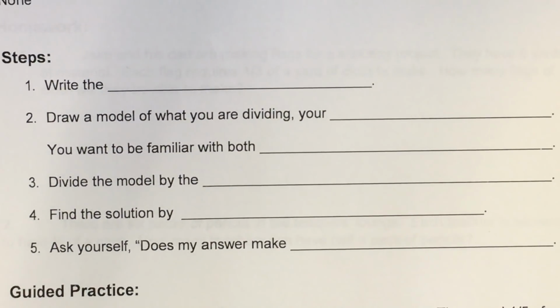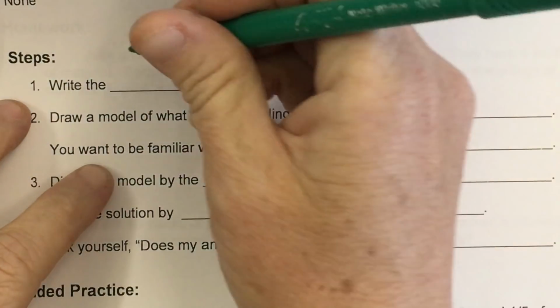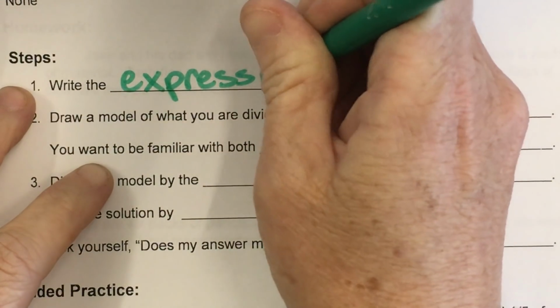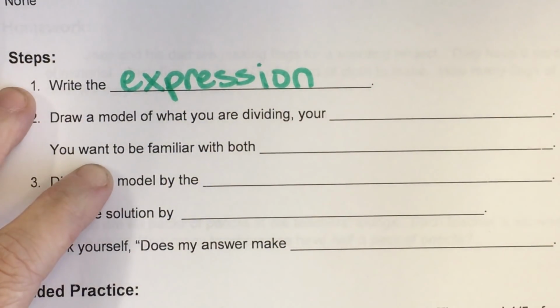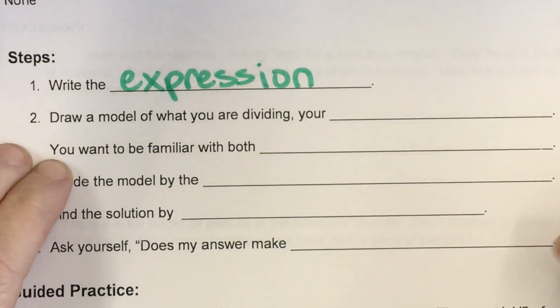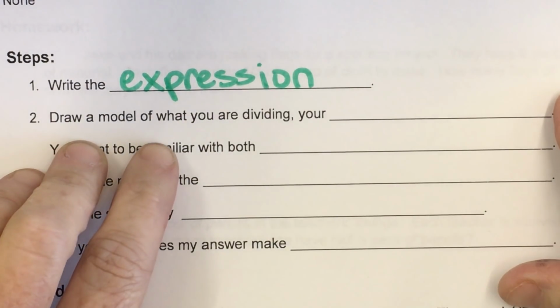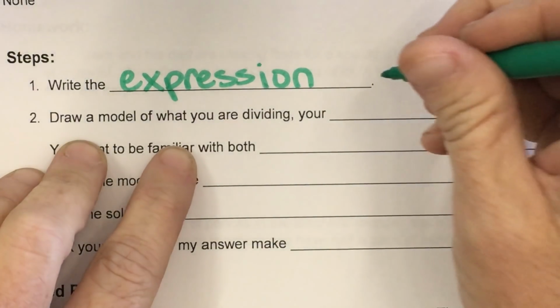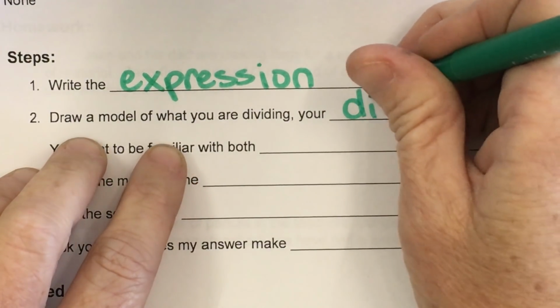Okay, our first step is we need to write the expression. Now remember, an expression is a problem or an equation without an equal sign. So it just is a fancy word for a problem. Once you write your expression, you're going to draw a model of what you're dividing, okay, which is your dividend.